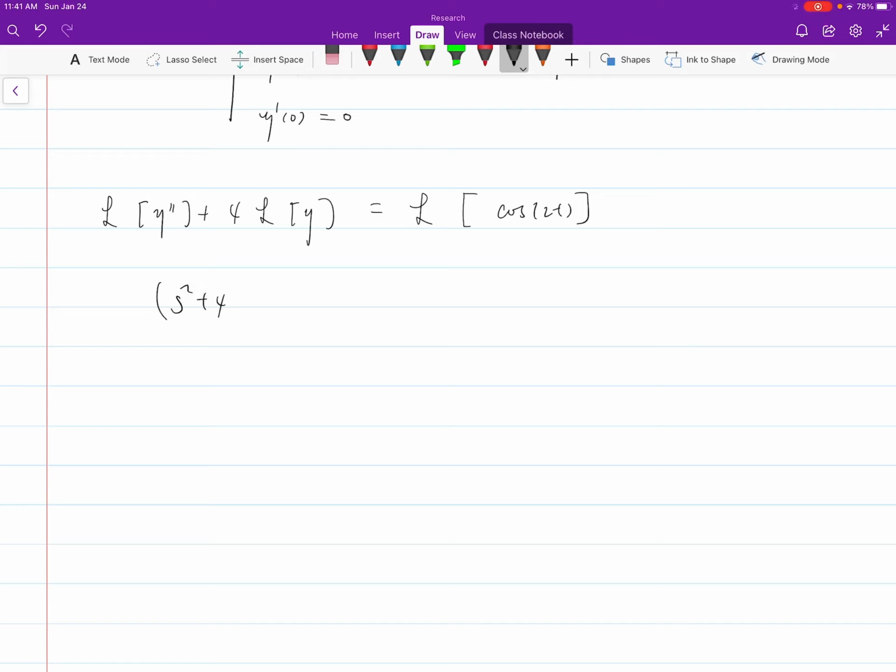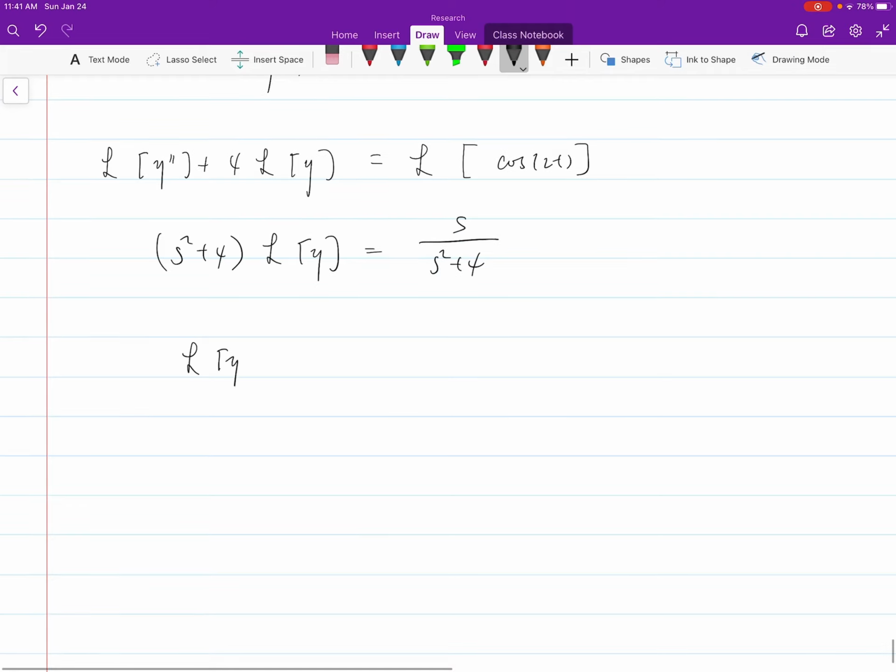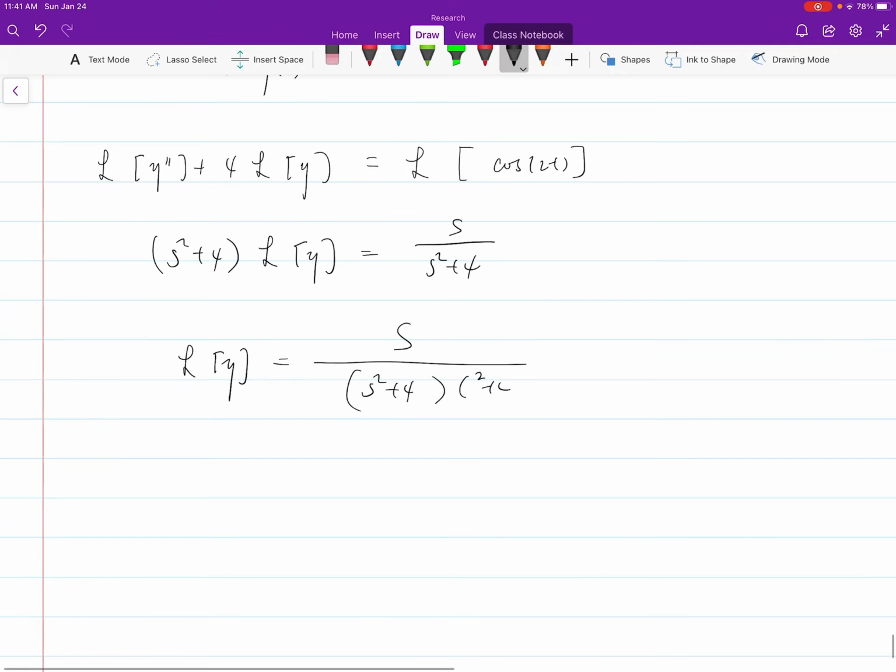Okay, now what's going to happen is, on the left hand side you will have this, all the constants are 0. On the right hand side you are going to have this. So finally your Ly is going to be s over (s squared plus 4) times (s squared plus 4). If these two numbers are different as before, you are going to further split them into s squared plus 4 and s squared plus 9. That's how we did it last time.